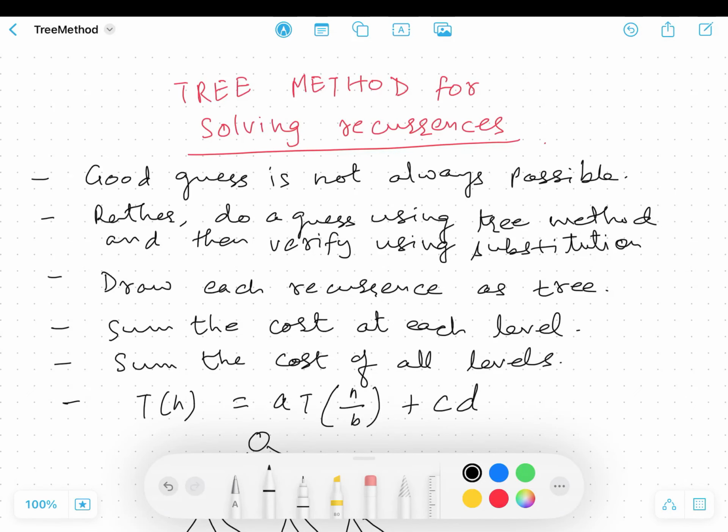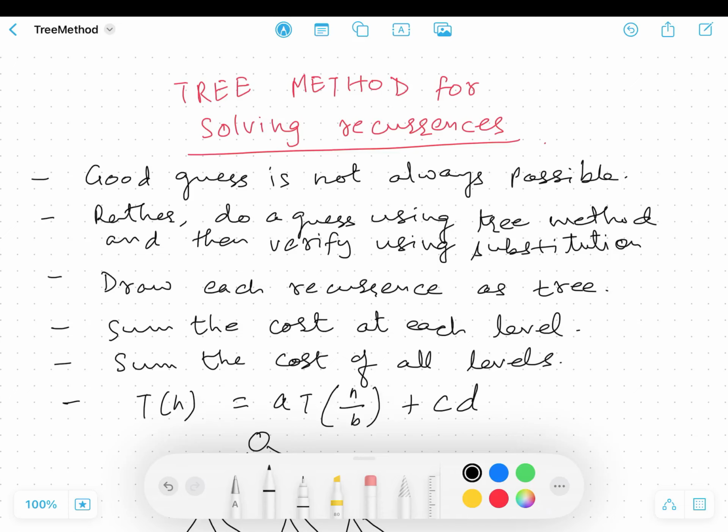Today we are going to discuss the last method for solving recurrences, which is called the tree method. After finishing this session, we are going to finish the entire recurrences subject. So let's dive into solving recurrences using the tree method.